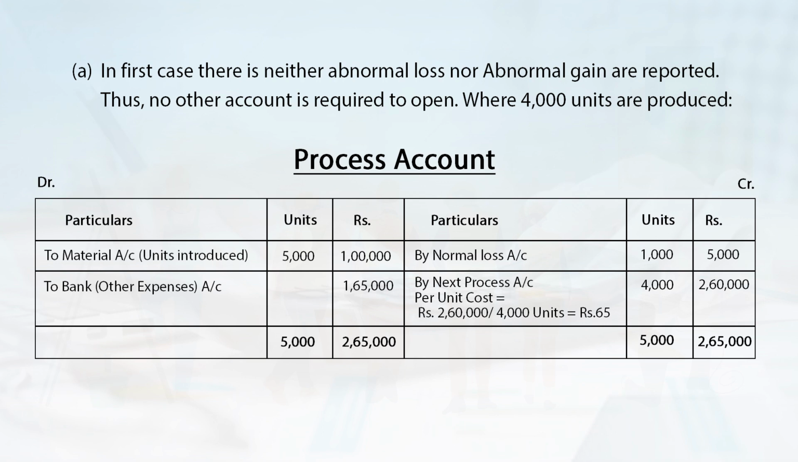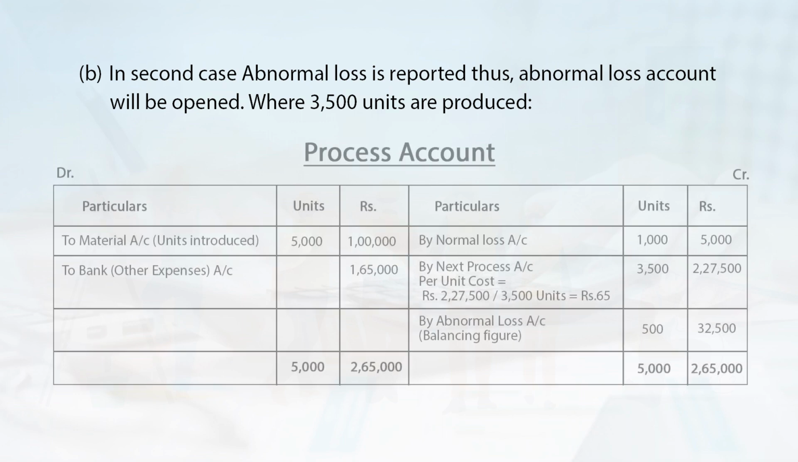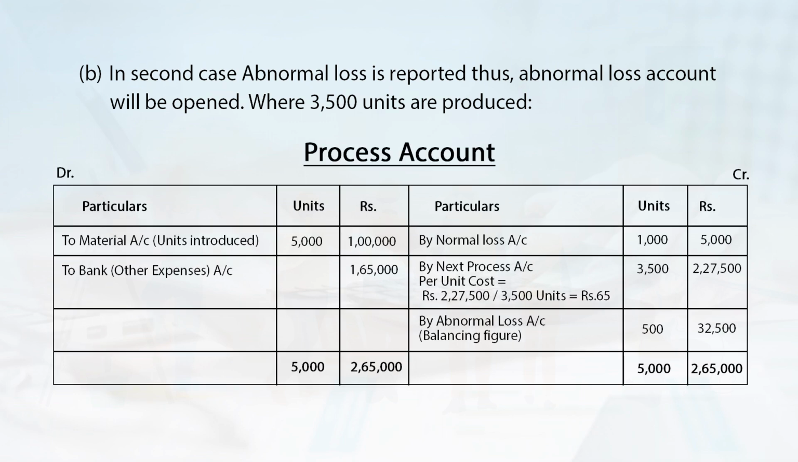Now, let us prepare for second case where we have abnormal loss. In second case, abnormal loss is reported. Thus, abnormal loss account will be opened. We will prepare first process account where 3500 units are produced. On debit side, we will write to material account for units introduced 5000 units, value is rupees 1 lakh, to bank account for other expenses rupees 1,65,000, giving total of debit side rupees 2,65,000 with 5000 units.